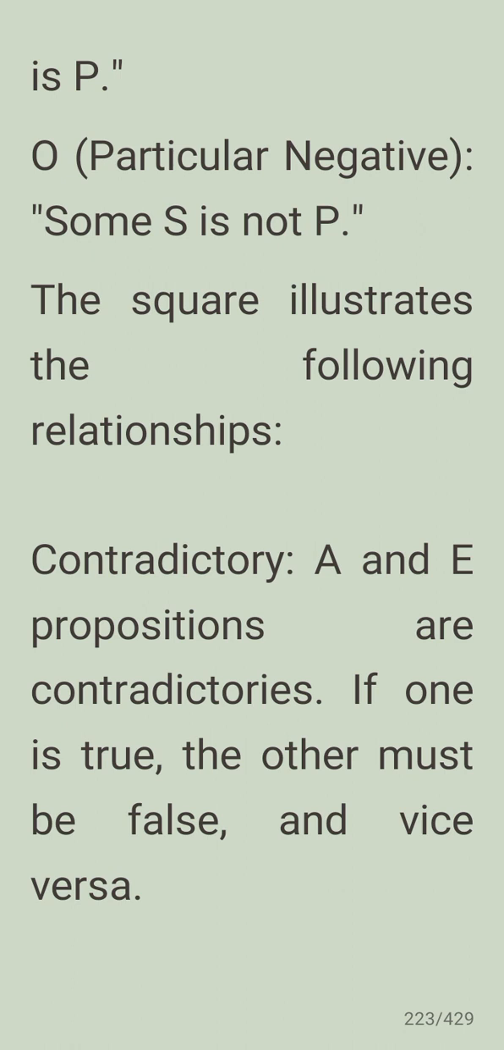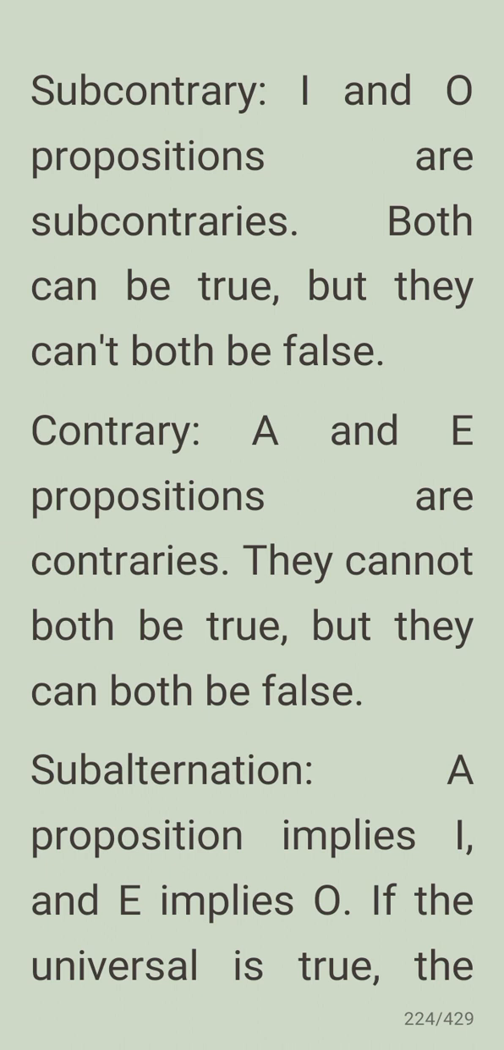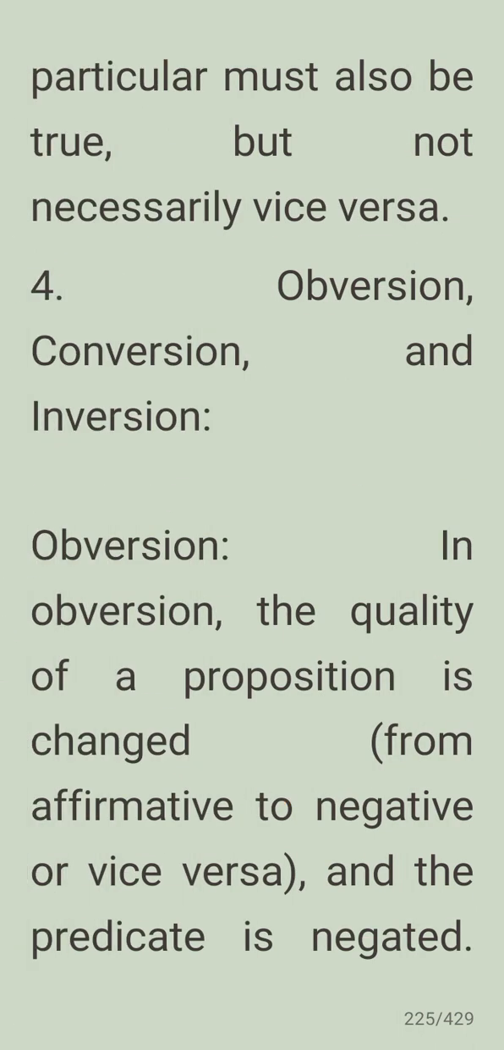Contradictory. A and E propositions are contradictories. If one is true, the other must be false and vice versa. Then subcontrary. I and O propositions are subcontraries. Both can be true, but they cannot both be false. Then contrary. A and E propositions are contraries. They cannot both be true, but they can both be false. Then subalternation. A implies I and E implies O. If the universal is true, the particular must also be true, but not necessarily vice versa.